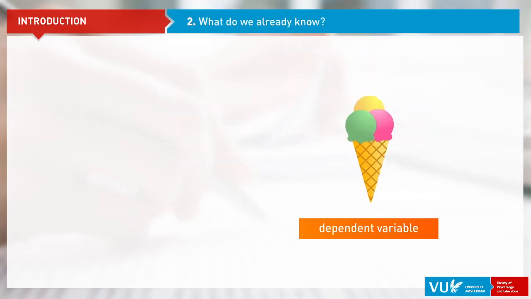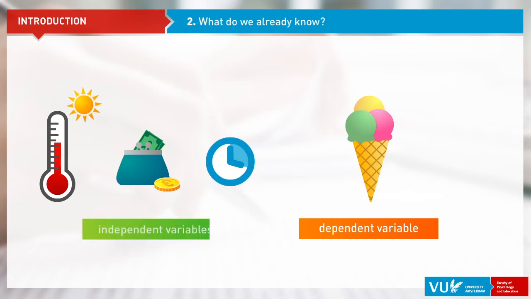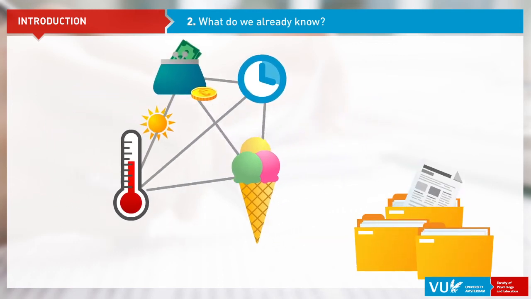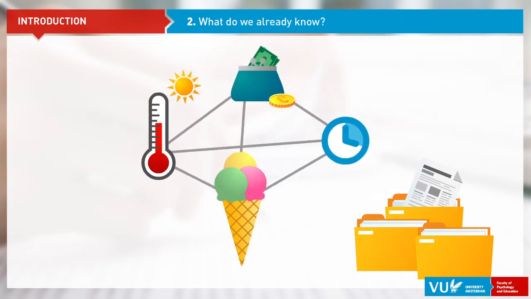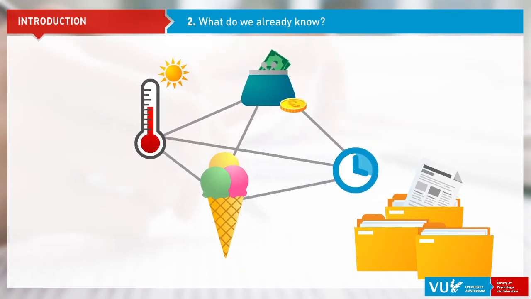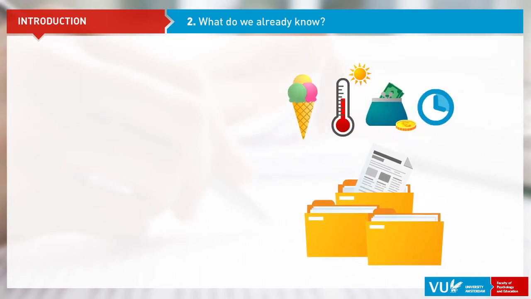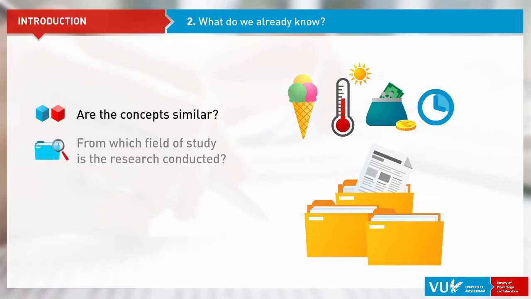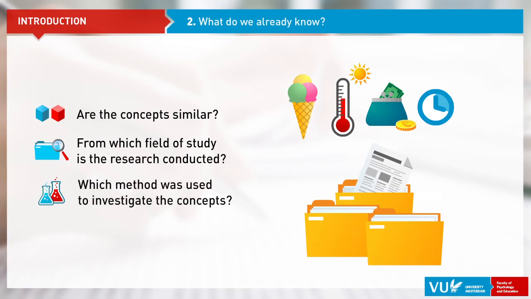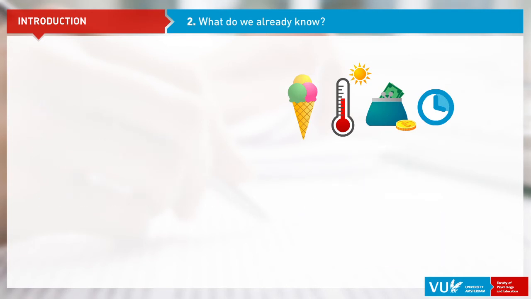What do we already know? In the second part of your introduction, you explain the independent variables. Discuss previous research, including the concepts of your thesis and their common relations. Also explain why this previous literature is of importance for your current research. Are the concepts similar? From which field of study is the research conducted? Which method was used to investigate the concepts?